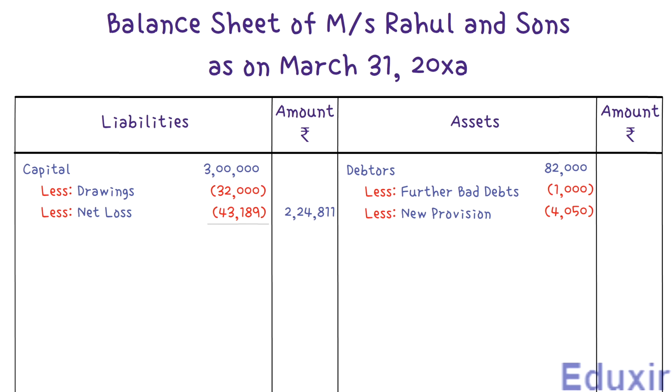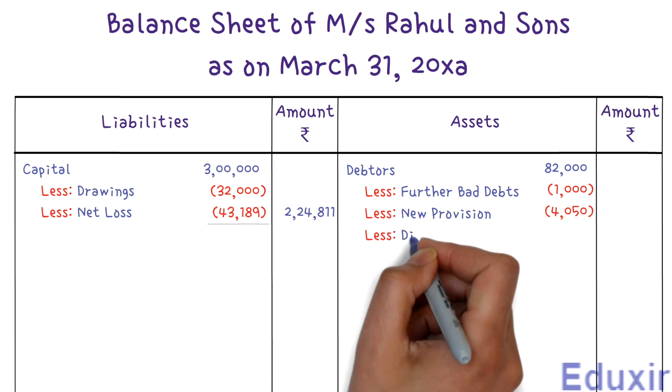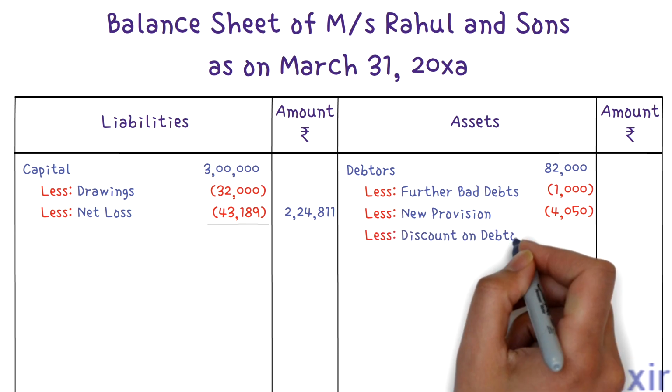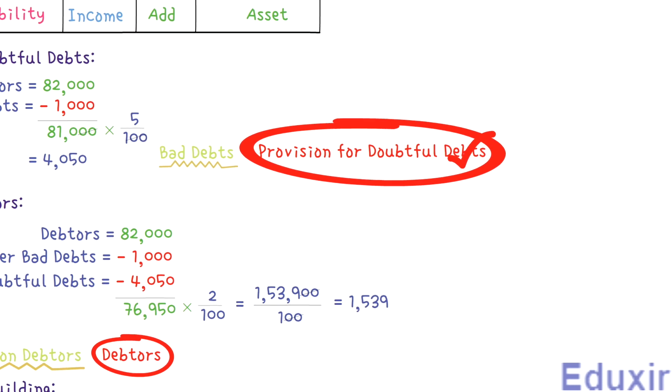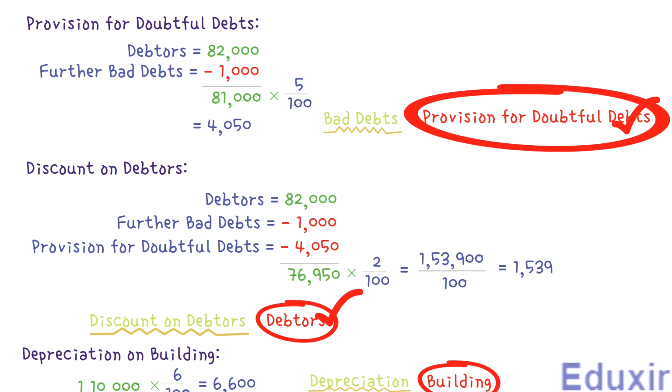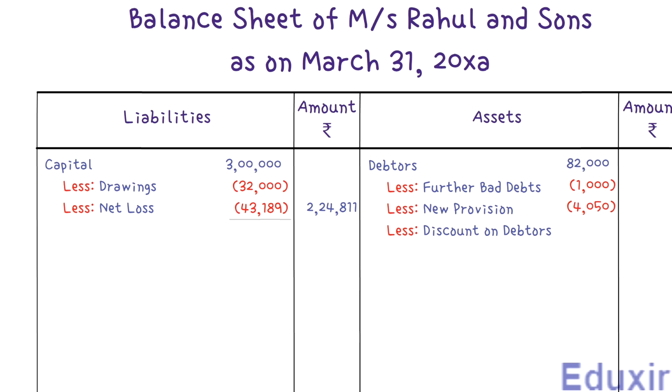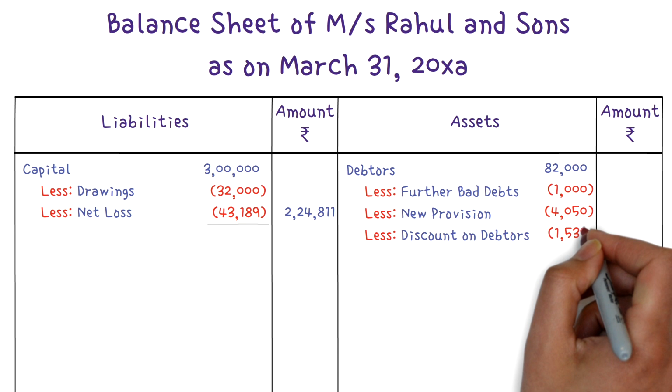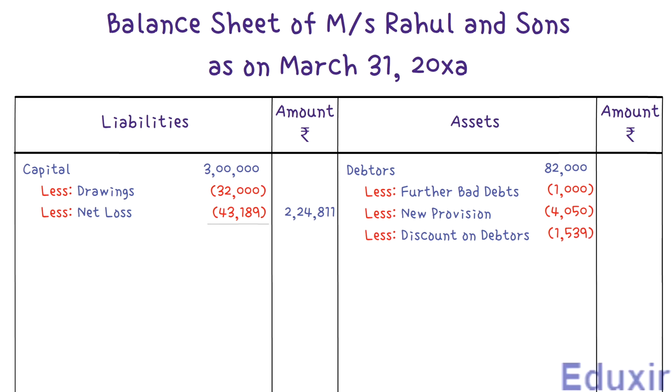After these two, the next adjustment that should be made to the debtors asset is the discount on the debtors. When you are providing discount to the debtors, the amount to be collected from the debtors will reduce. So let's write less discount on debtors under debtors asset. Now, as we have already calculated, the discount on debtors is 1,539 rupees. So let's write the discount on debtors amount as 1,539 rupees under the debtors. Note that these 1,539 rupees should be subtracted from the debtors amount.